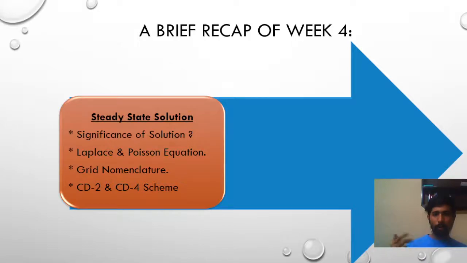So you saw mainly two equations, Laplace and Poisson's equation, in this week. And one more very important thing, which will continue for the rest of the course, is the grid nomenclature. You saw that in the x direction you gave the i index, and in the y direction you gave the j index. So keep this in mind, it will remain constant for the full course. It is similar to your i hat and j hat.